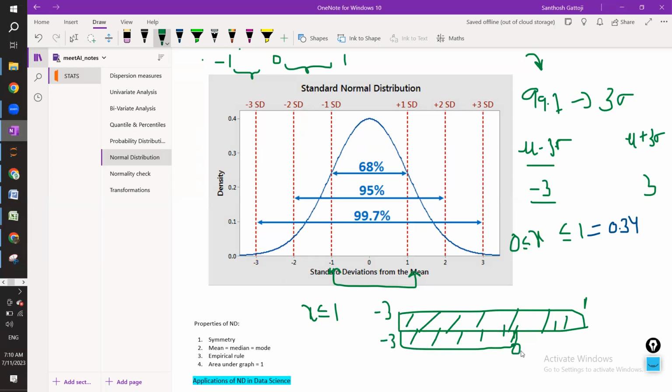Now, if I want just between 0 and 1, what is this piece? The above piece minus the below piece will be this piece. Agree? That means x less than or equal to 1 minus x less than or equal to 0. Is that clear?